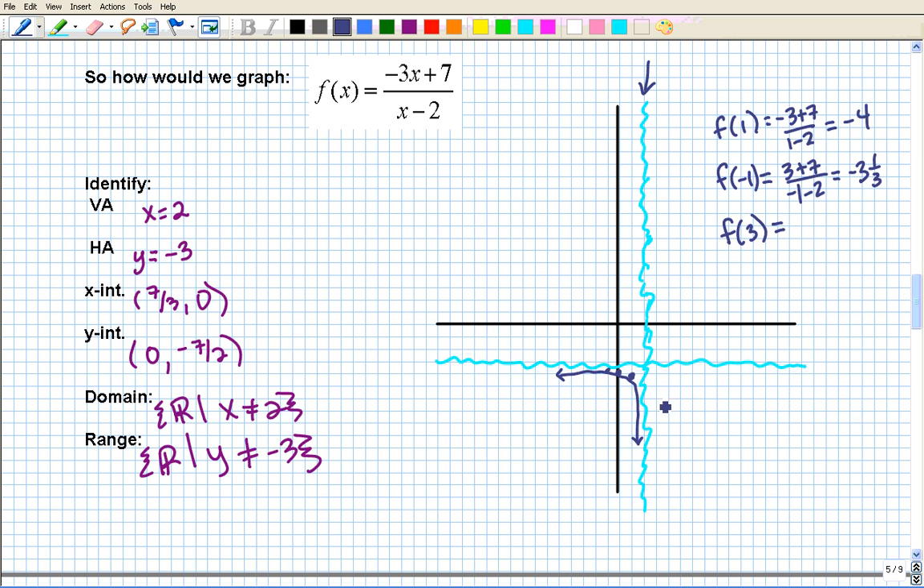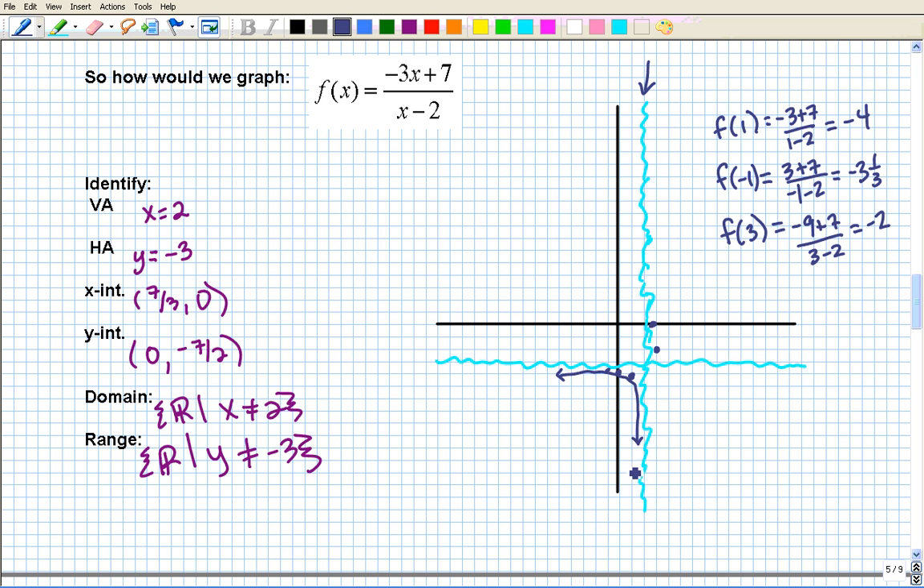And whenever we do that, we'll get negative 3 times 3 is negative 9, and then add 7 over 3 minus 2. So that is negative 2 over 1, which is negative 2. So we have 1, 2, 3, negative 2. Don't forget that we do have our x-intercept at 7/3, 0. So that's 2 1/3, 0.